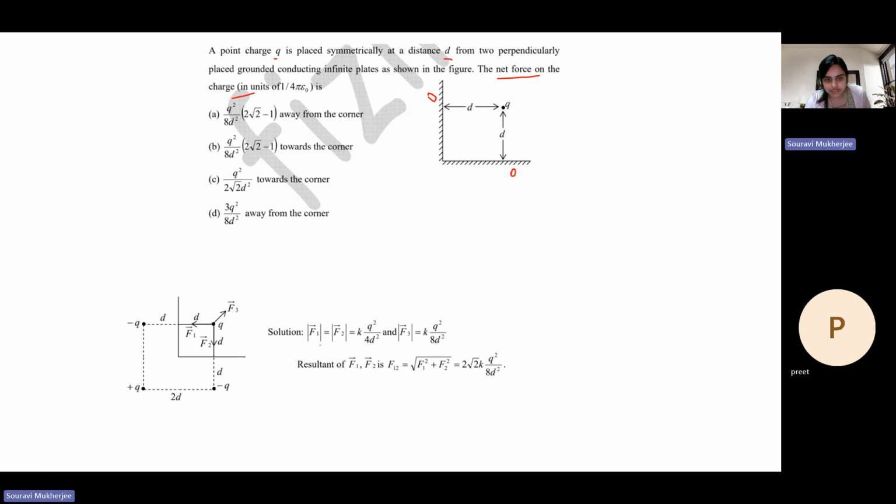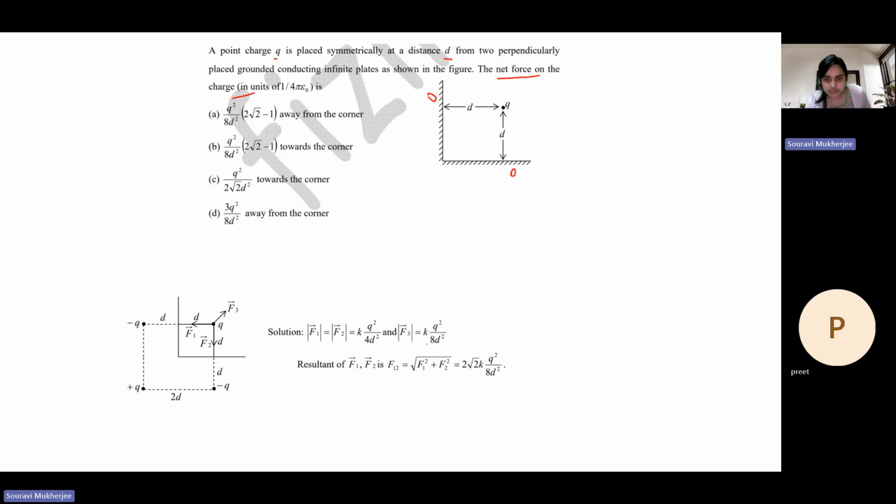So you have to find F1, which is equal to F2, given as kQ² by 4D², because the distance between the two charges is 2D. Now, what is the distance between these two charges? It is root 2 D, right? It's along the diagonal.